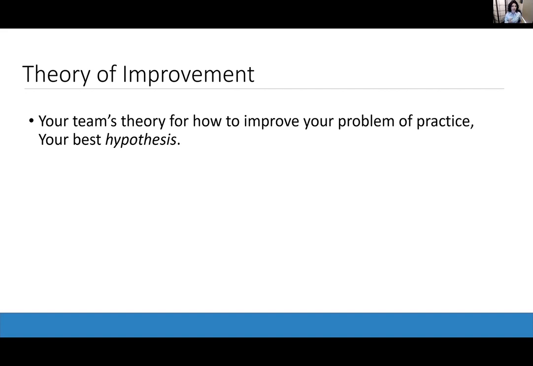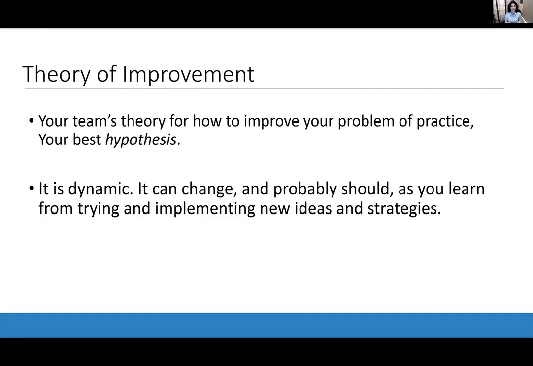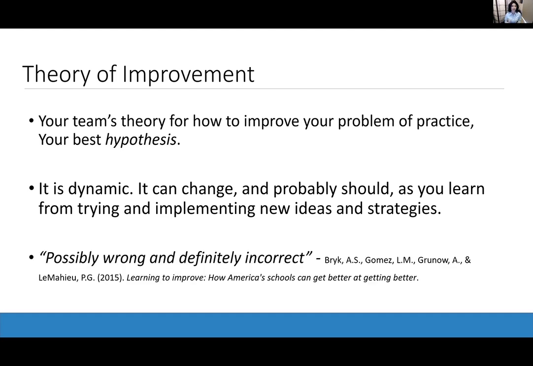So rather than thinking in terms of solutions, consider this idea of testing strategies and learning along the way. And your theory of improvement will be a dynamic document, meaning that it can and should be changed, revisited, and revised along the way as you generate new learnings. So this quote from Tony Bryk and his colleagues reminds us to stay in that learner mindset, that our initial theories are possibly wrong and definitely incomplete.